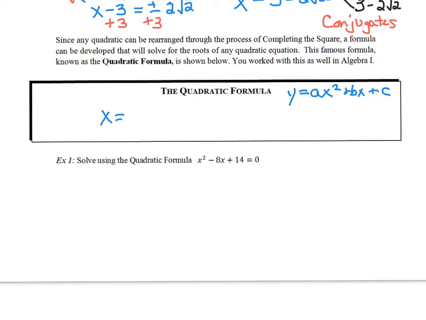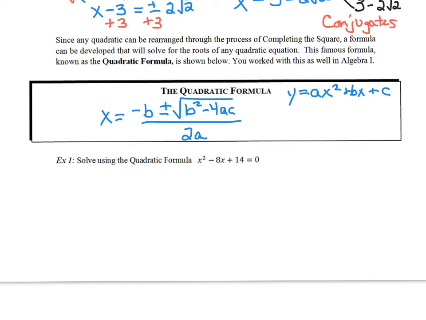But for now, I'm going to tell you that the quadratic formula says if I want to solve for the roots of a quadratic equation, I'm going to take the coefficients a, b, and c. And with those coefficients, I'm going to plug them into what we know as the quadratic formula. X is equal to the negative of b plus or minus the square root of b squared minus 4 times a times c all over the denominator 2a.